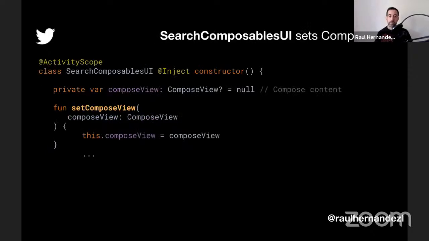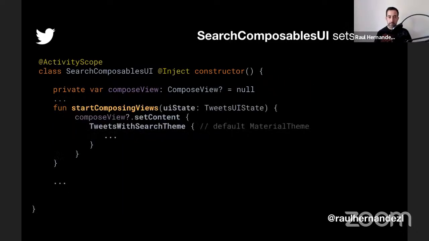And that's the search composables UI with the setter that I already showed you previously, and the compose view that can be later on nullable, and start composing the views. For start composing the views, that is the method that we'll use. What we need to do is basically, for starters, use set content, because set content is going to be the first thing that we'll use in Compose.